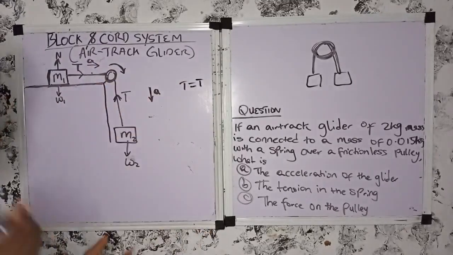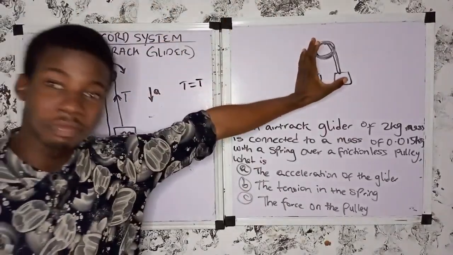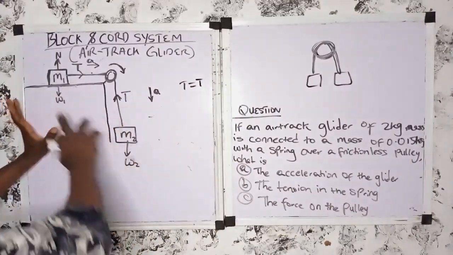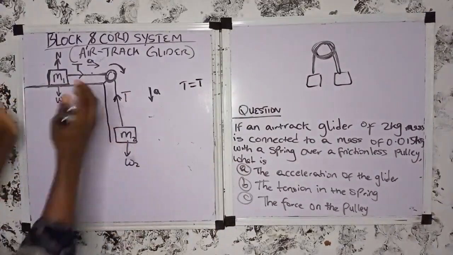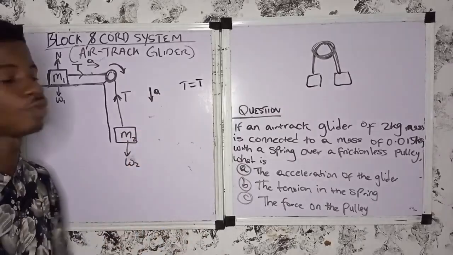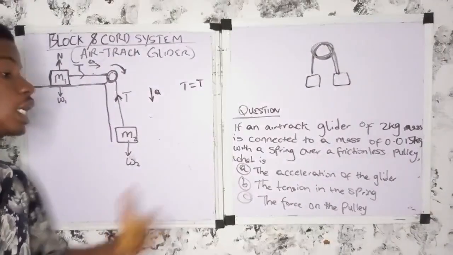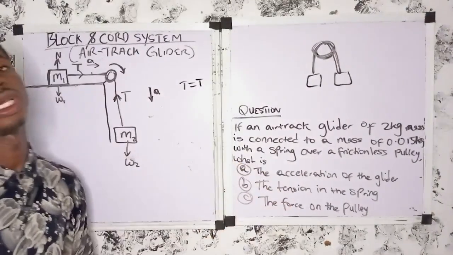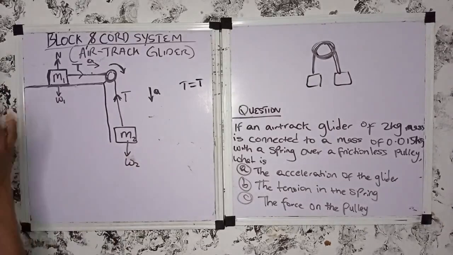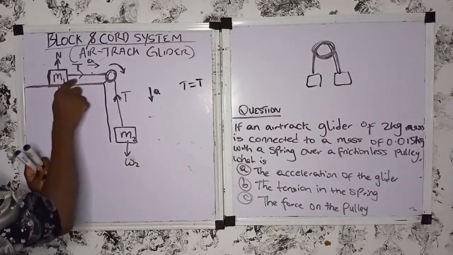Just like the way we did motions of connected particles, the same applies in the air track glider. It's very easy. Let's derive the equations for their common acceleration, their tension, as well as the force acting on the system. Let's derive their common acceleration first, starting with this part.